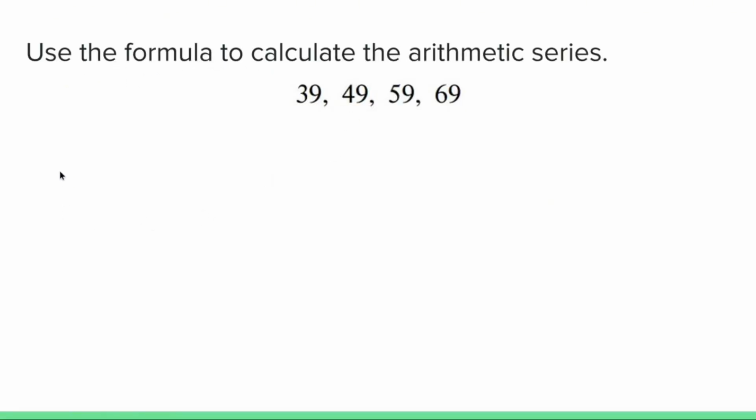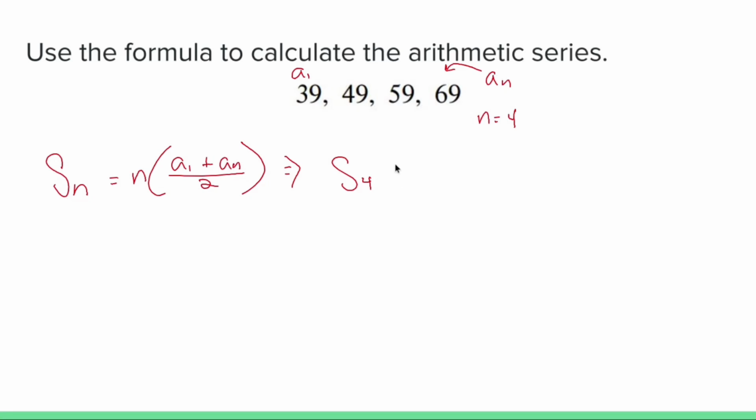Use the formula to calculate the arithmetic series. Well, the formula for an arithmetic series is S sub n equals n times the first term plus the nth term, all divided by 2. So my first term would be this guy, 39, which is a sub 1. We are going 1, 2, 3, 4 terms, so n is going to be 4. And so a sub 4 is going to be that 69 right there. Nice. Now S sub 4, for these 4 terms, is going to equal my n, which is 4, times the quantity 39 plus 69, all divided by 2.